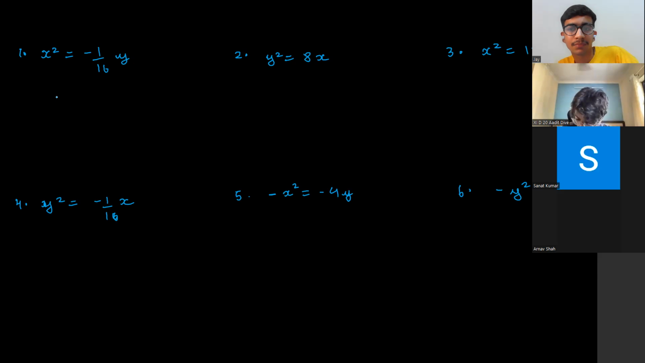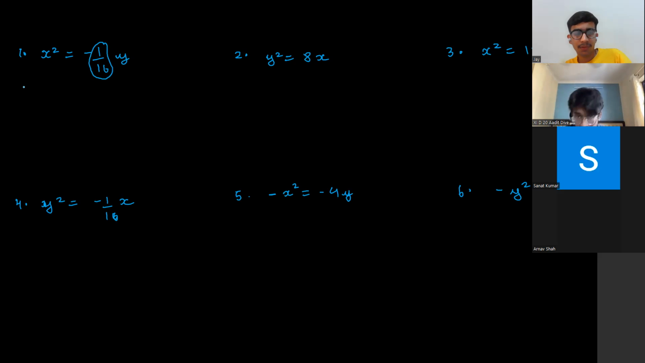Our focus will be 0, comma minus 1 by 4. No, wait one second. Guys, if you have to calculate the focus, you have to divide the coefficient by 4. That's all. You have to divide by 4. Okay. 4a is equal to 1 by 16. That means a is equal to 1 by 64.